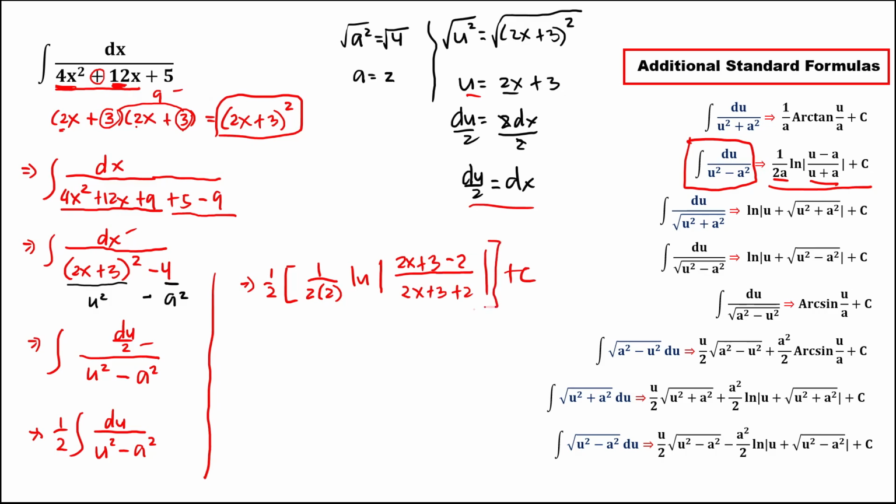And to simplify, multiply. So this is 2 times 2, that's 4. 4 times 2, that's 8. So this is 1 over 8. Then ln the absolute value of 2x, this is positive 1, over 2x plus 5, then plus c.